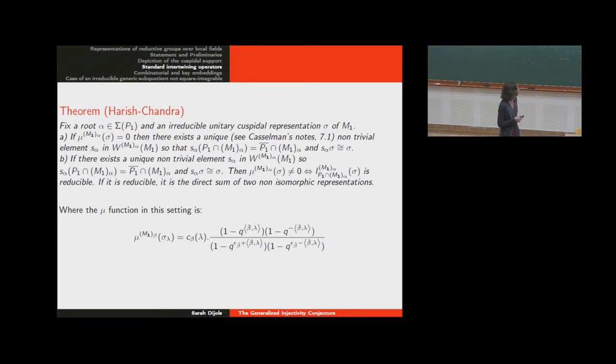You know there exist some elements in the Weyl group, these elements in the Weyl group which fix M1, such that there exist such elements, and it fixes the representation σ. The second part of the theorem won't be used in this talk. And again, the μ function we are looking at, which is defined in this theorem, is this factor.